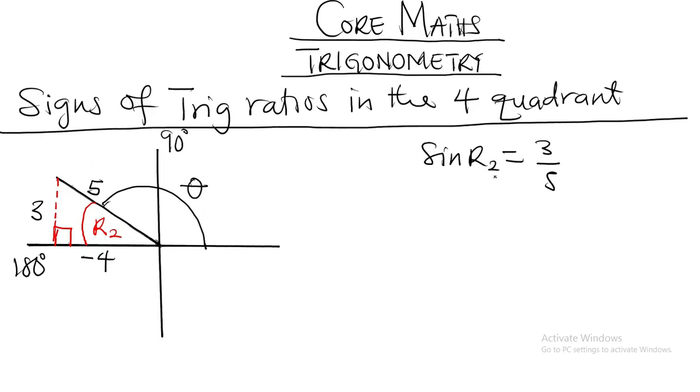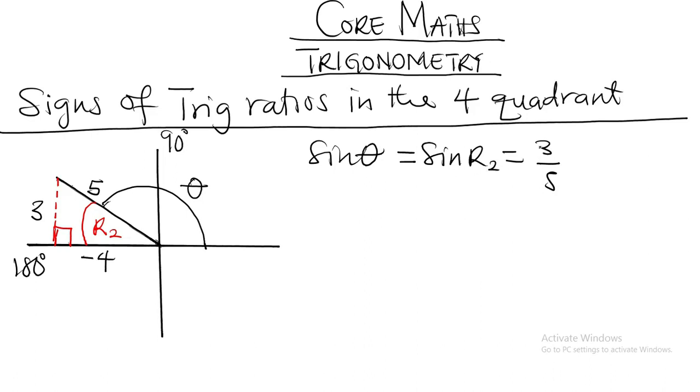Now this sine R2 is positive, and it's in the second quadrant. Now we conclude that this sine R2 giving us 3 on 5 is the same ratio as the sine of theta itself. So sine theta is the same as sine R2. Do you get it? Don't worry. If you are not getting it, you will. Take your time and follow me.